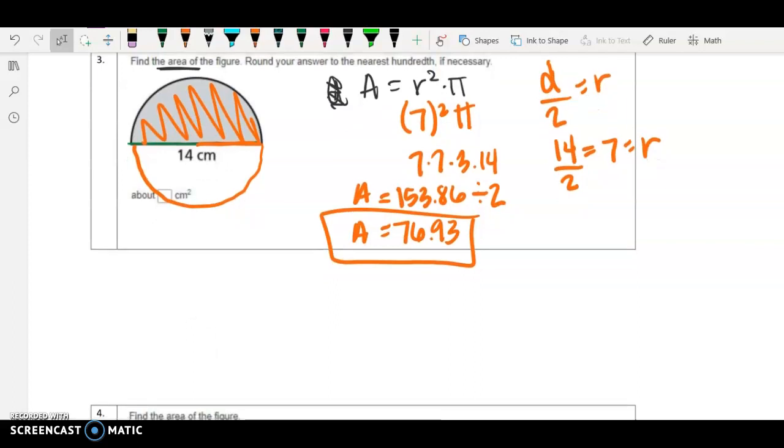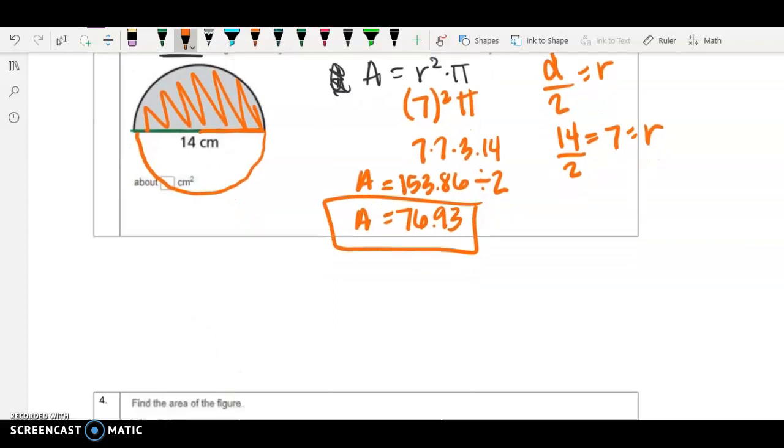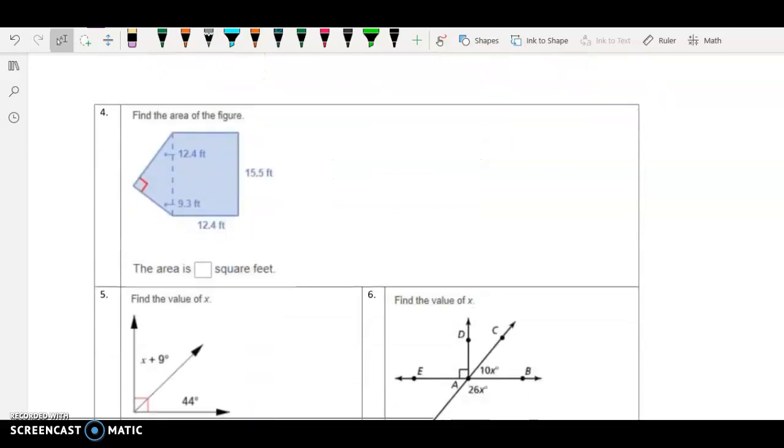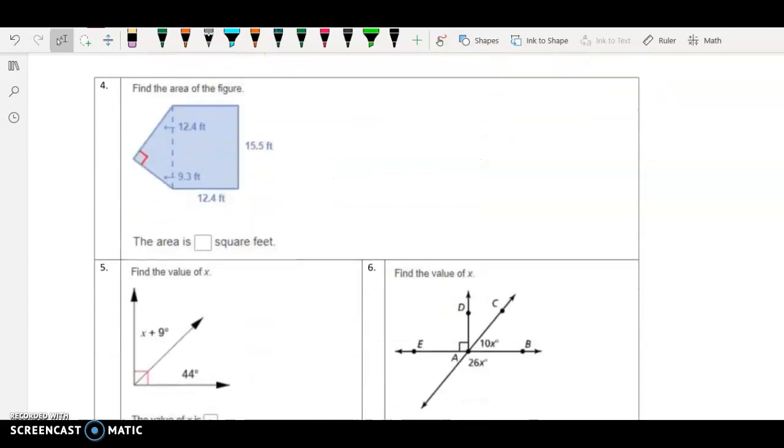Also, can we take a second? That's actually a really nice half circle that I drew there. Kind of proud. All right, number 4.